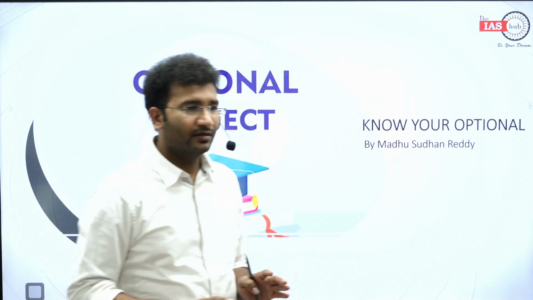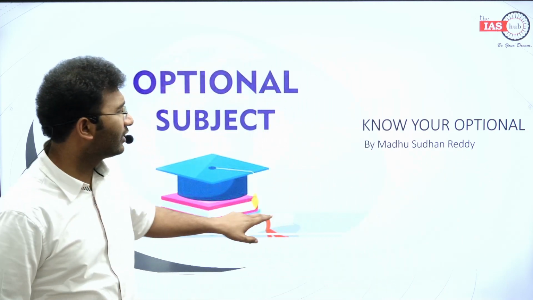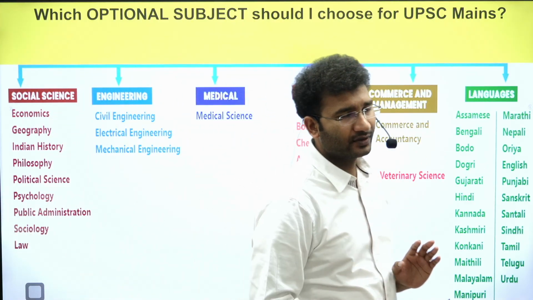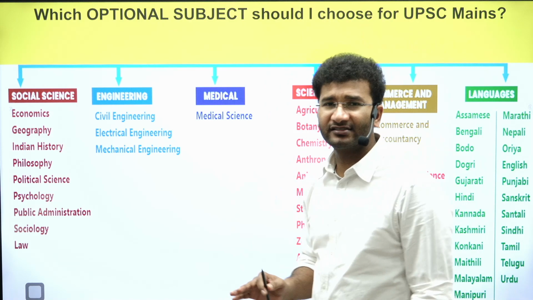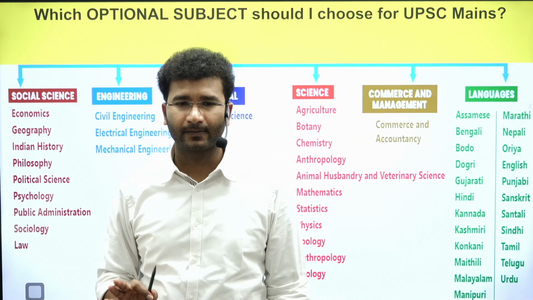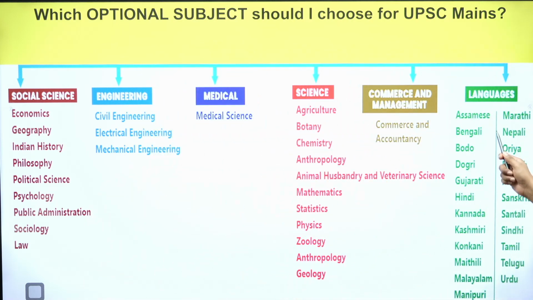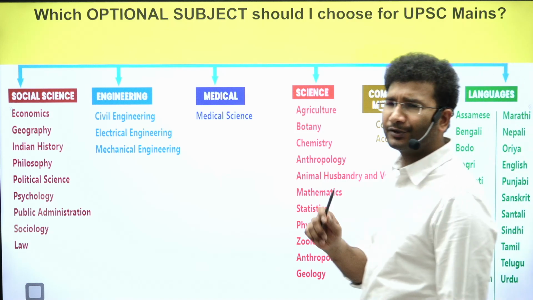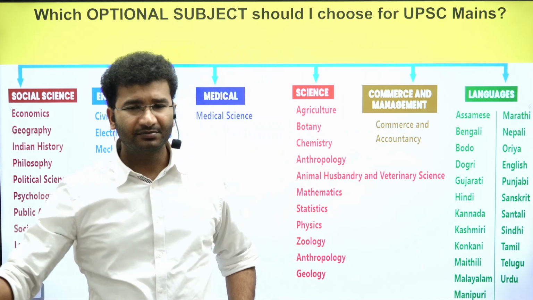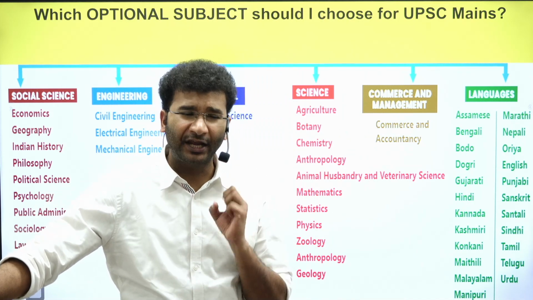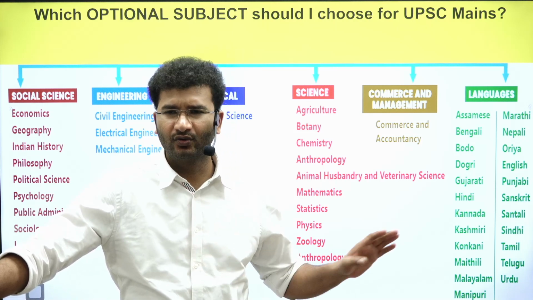Broadly speaking, if you have gone through the notification, UPSC gives you a list of subjects that you can choose as an optional. All these optional subjects can be broadly categorized into 6 different categories. They can be language papers. There are 23 language papers. These are nothing but the literature subjects, and usually someone who has a very good command of their literature, or someone who has a keen interest in literature, should go there.